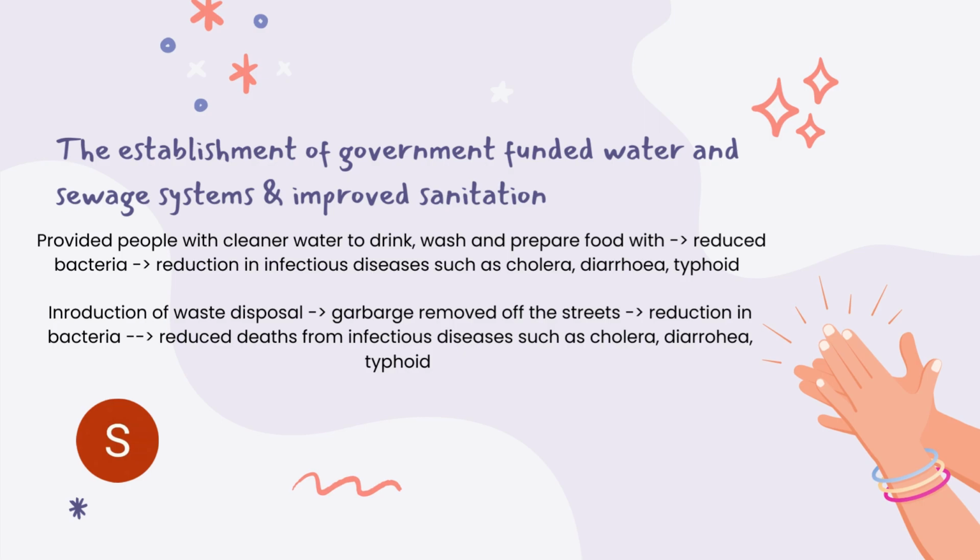You still then need to link to health status. So you could link to mortality, an increase in life expectancy, the prevalence of infectious and parasitic diseases, but we'll look at that in a little bit more detail when we do some practice questions together.